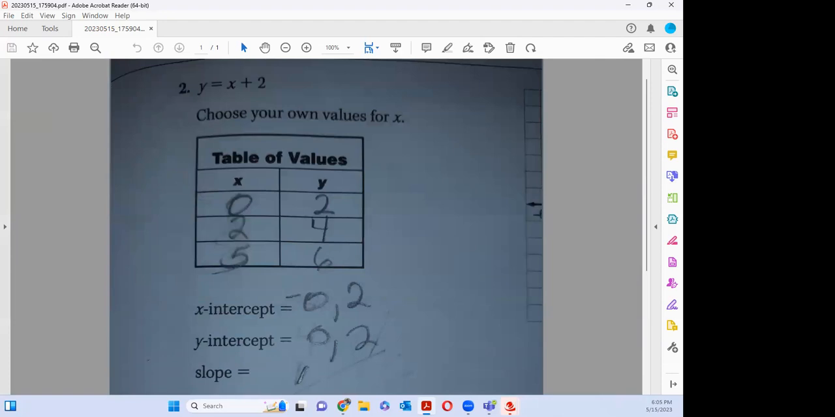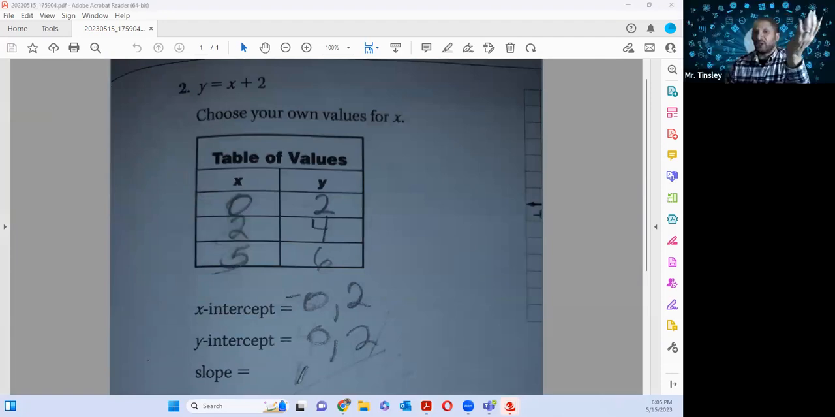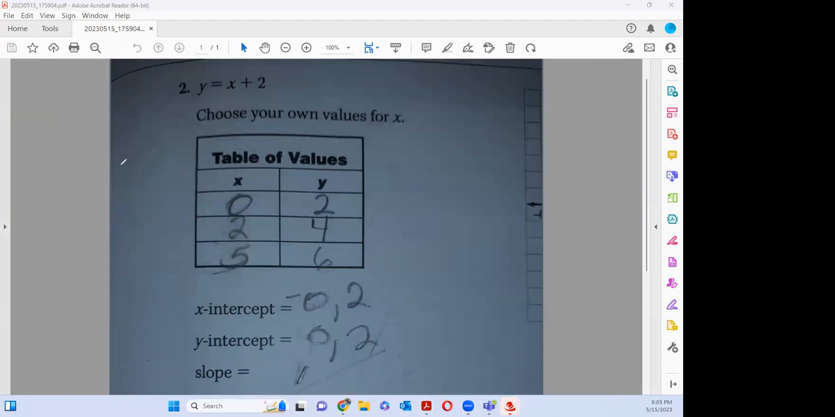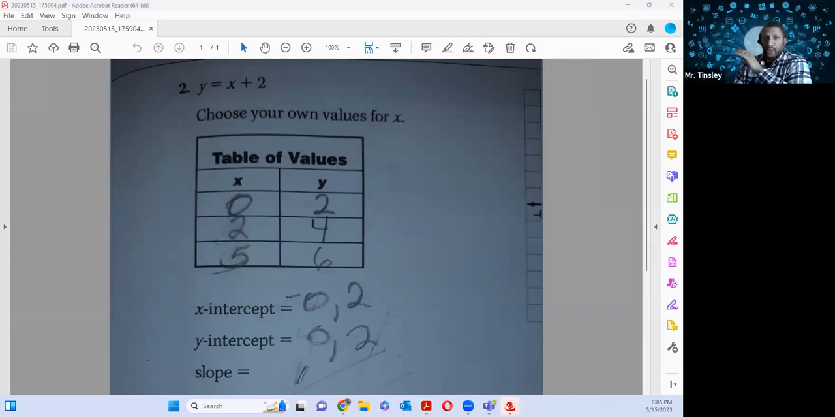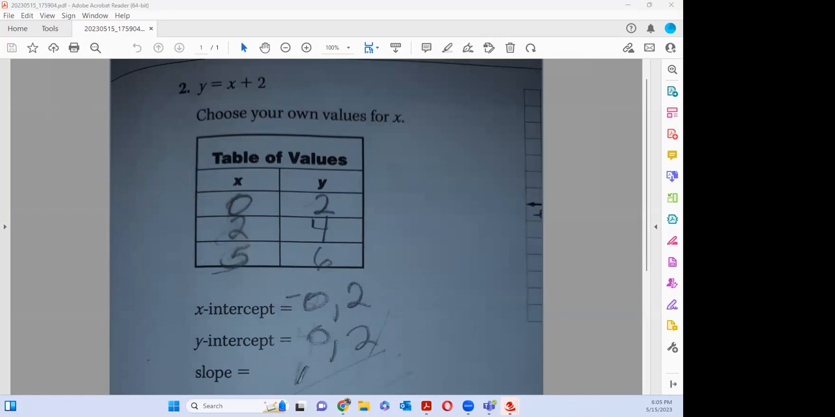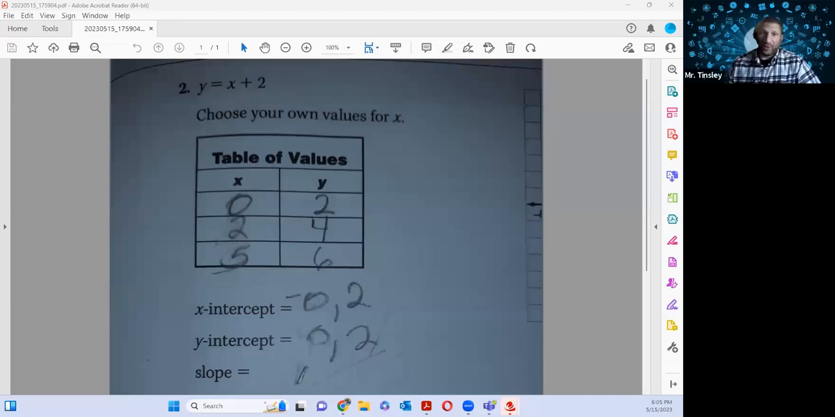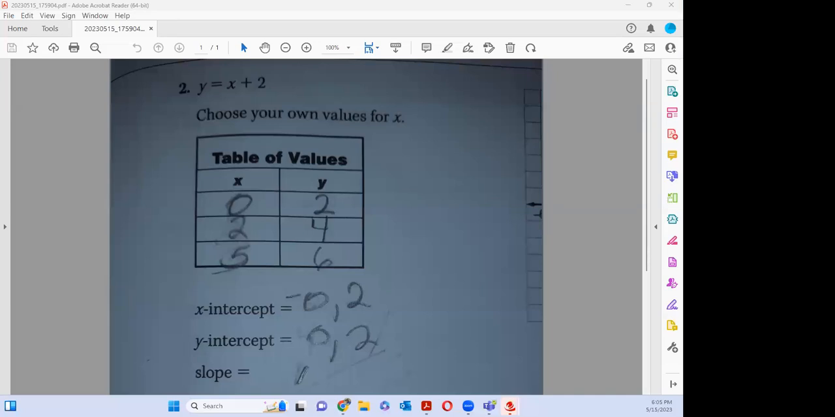So a lot of teachers explain this a little differently, right? So I'm going to try to explain it as easily as I can. So the x-intercept, right? And the y-intercept. Okay, let's go by what we know. We know what the y-intercept is.